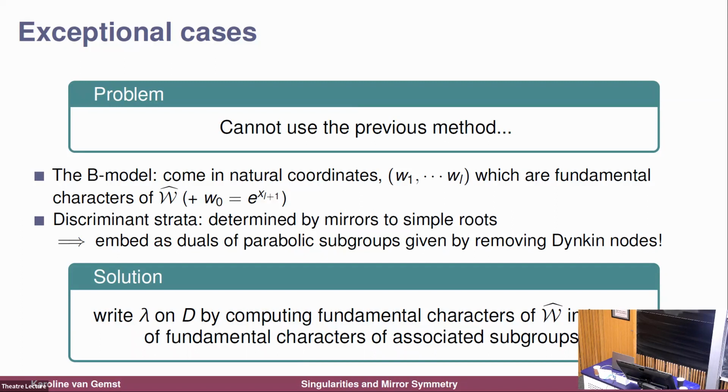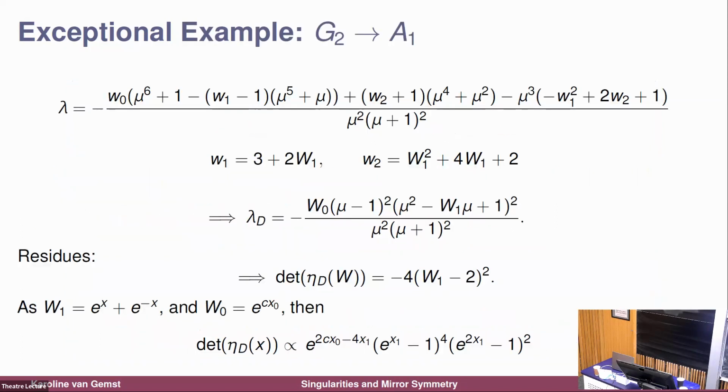And so far that's working very, very well. The example that I wanted to show is a simple guy, but an exceptional guy. So this is G2 going to A1, removing the first node, the node that the arrows point away from in the Dynkin diagram. So you have alpha 1, alpha 2, and 3. What we're doing is basically removing that, or in other words, setting alpha 1 equal to 0.